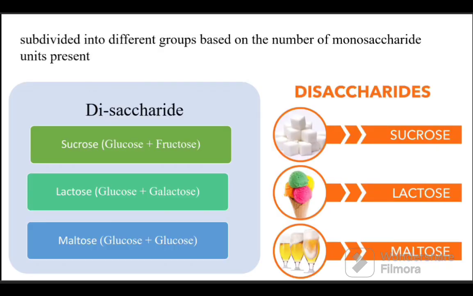For example, disaccharides. Sucrose is made of glucose and fructose, and lactose is also a disaccharide, which is made of glucose and galactose, and maltose is also a disaccharide, which is made of 2 molecules of glucose. So sucrose is a simple table sugar, lactose is present in milk, and maltose is present in malt.